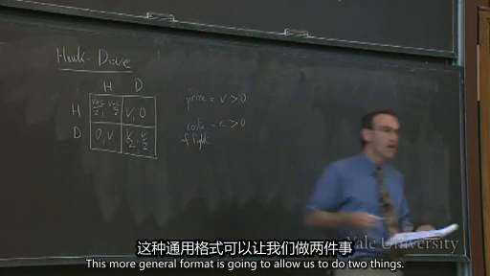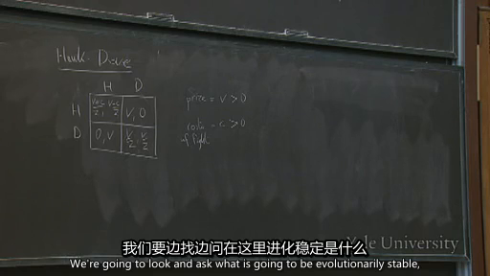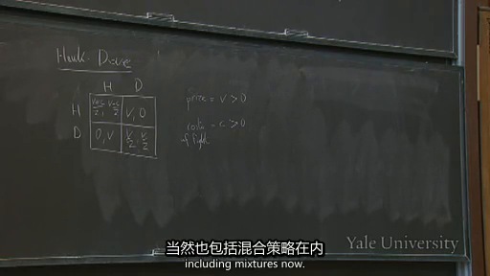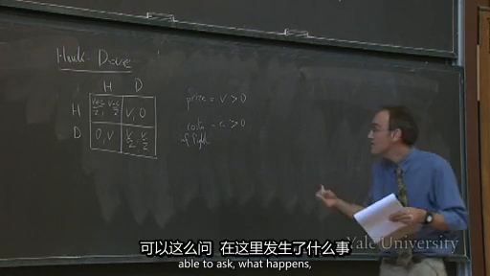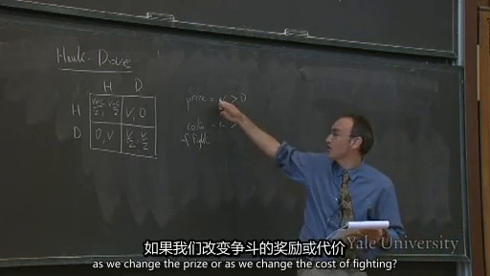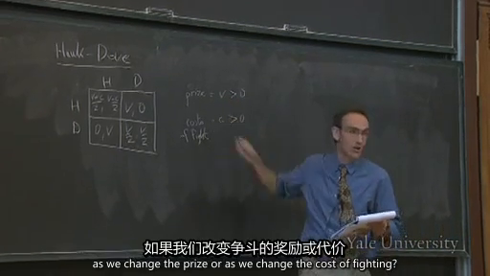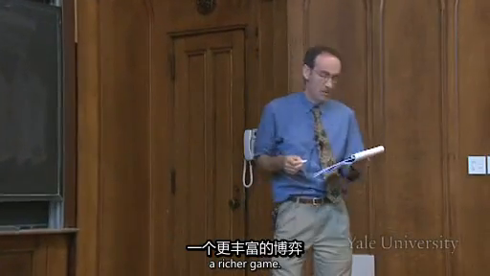All right? And this more general format is going to allow us to do two things. We're going to ask what is going to be evolutionarily stable, including mixtures now, and we're also going to be able to ask, what will happen to the evolutionarily stable mix as we change the prize or as we change the cost of fighting? Seems a more interesting, a richer game.